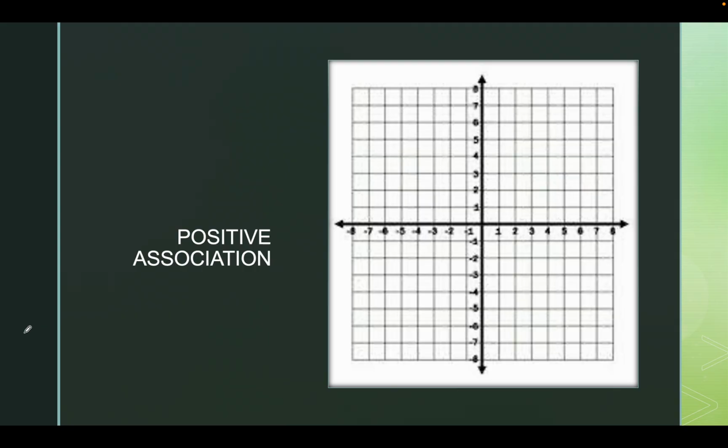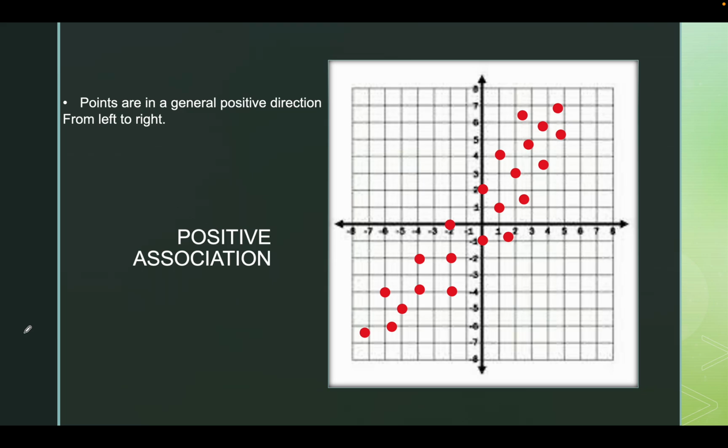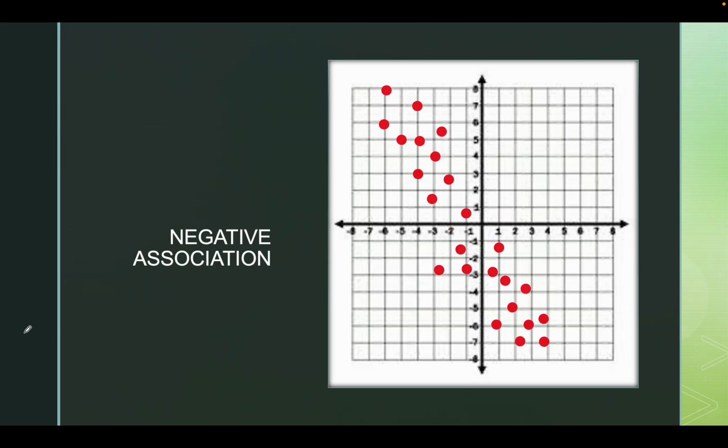A positive association on a graph. Typically, you're going to see the points on the graph all trending in a general positive direction from left to right. The trend line, or line of best fit, has a positive slope.